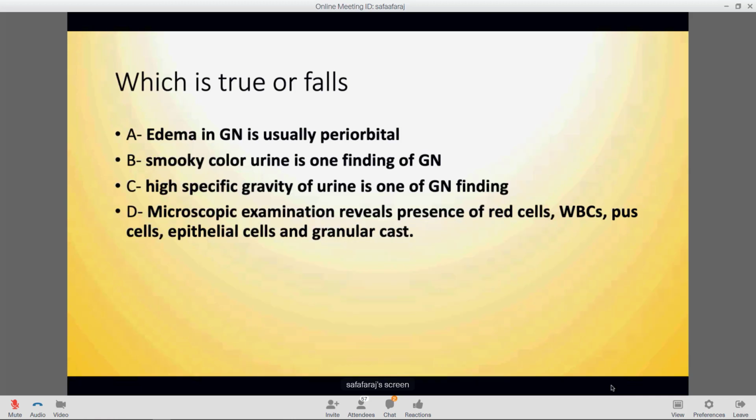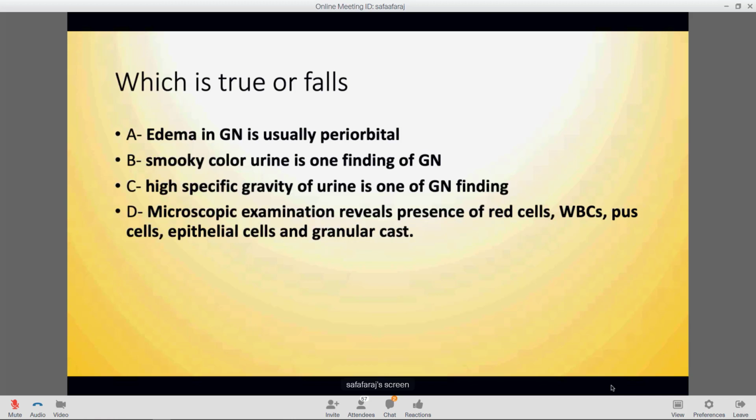Which is true or false regarding glomerulonephritis and why? A. Edema in glomerulonephritis is usually periorbital. Doctor, true. Periorbital. Okay.